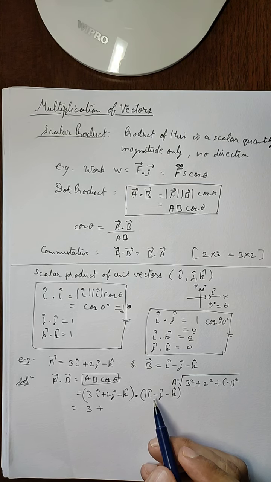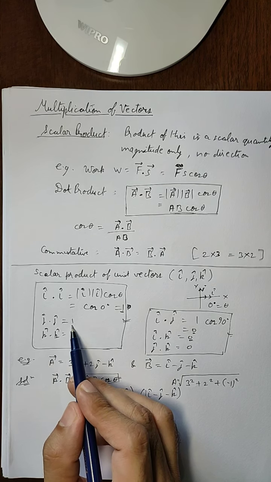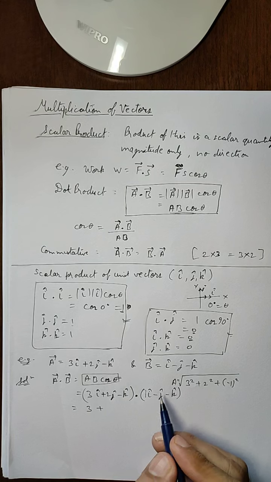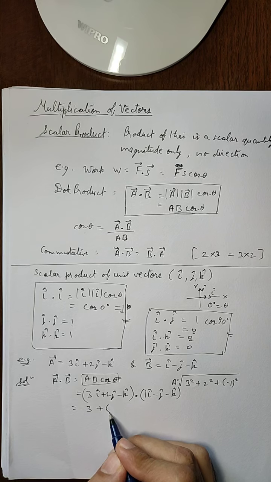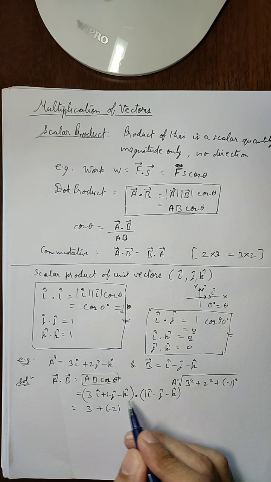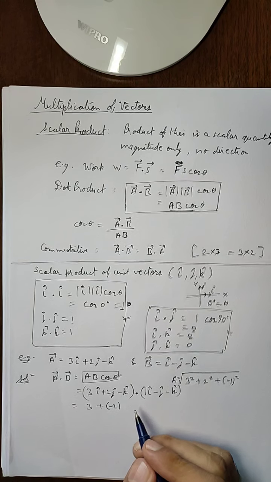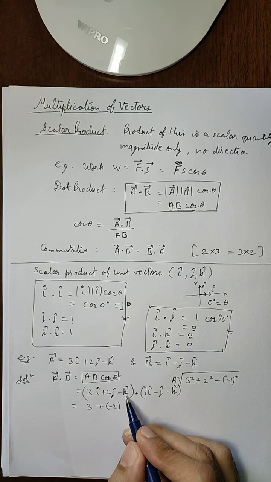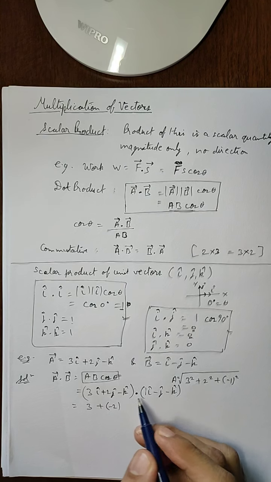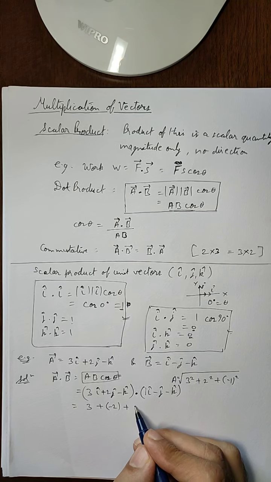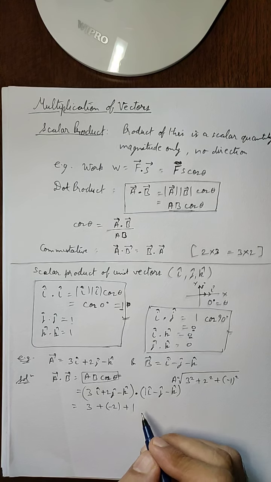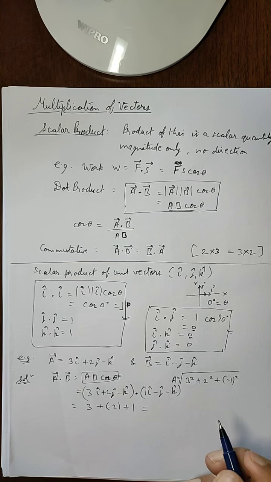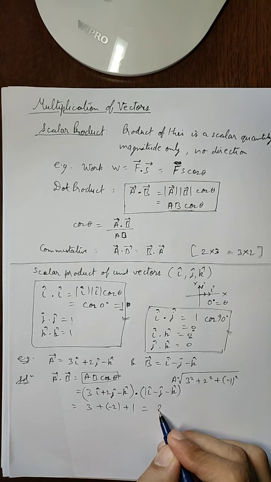Now this will not be equal to 0 because j cap dot j cap is 1. So 2 into minus 1 will be minus 2, and j cap dot j cap will be equal to 1, so we will get this. Similarly, all other products will be 0 except minus k cap into minus k cap. This will be minus and minus, plus 1, so these are the values that we are going to get, and if you solve them we'll get 2.